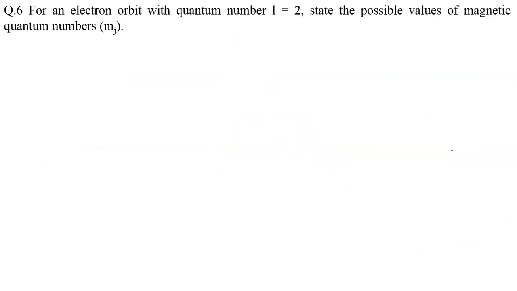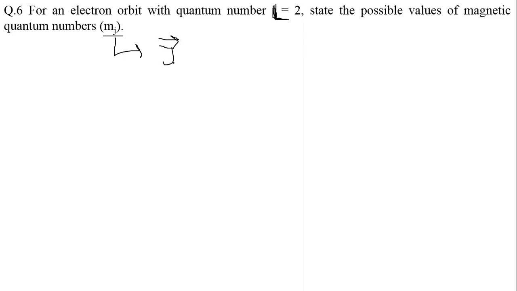So the sixth question. The question is, for an electron orbit with quantum number L equals 2, state the possible values of the magnetic quantum number mj. Basically this question may have some mistake, but let's try to solve it. It is not small l equal to 2, it is capital L equal to 2. So for the quantum number mj, what do we need to find? We need to find j.